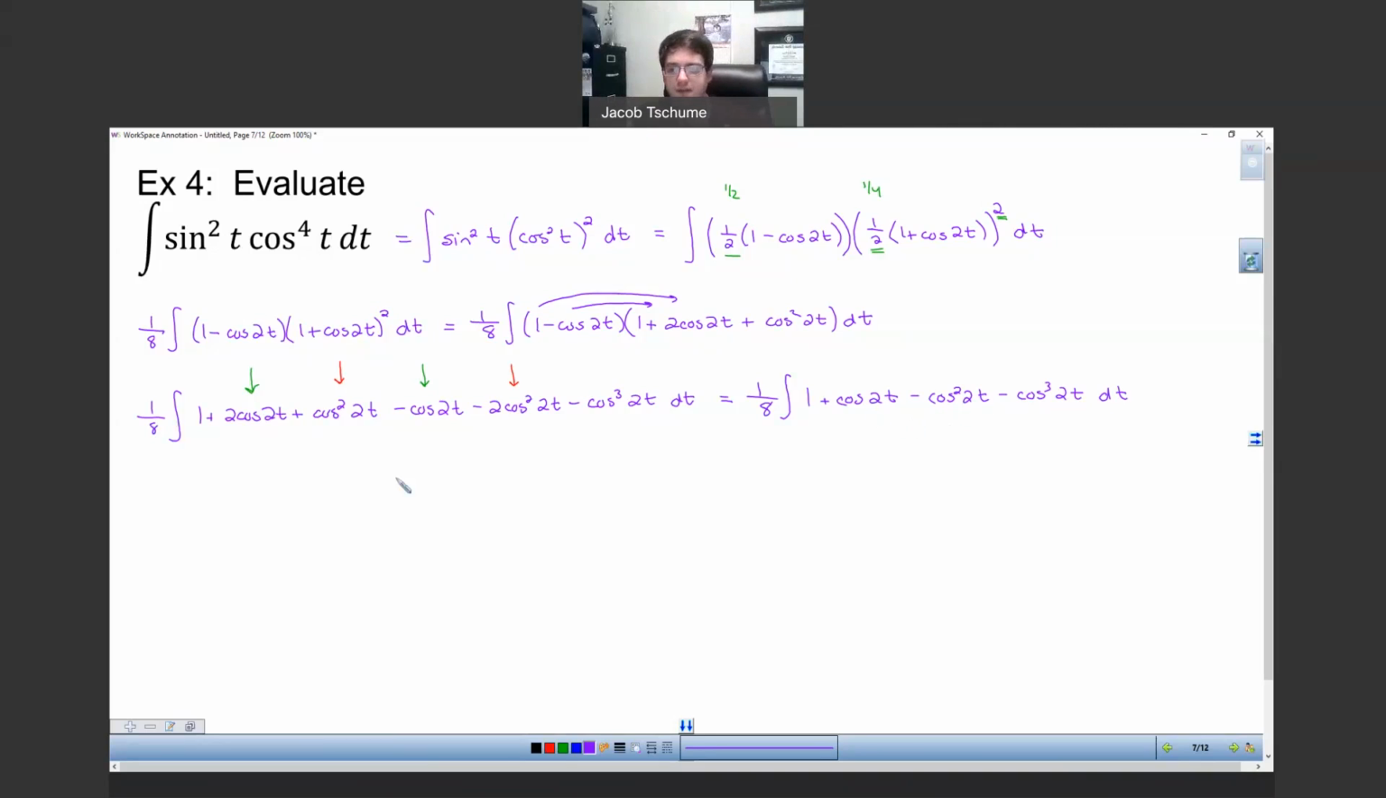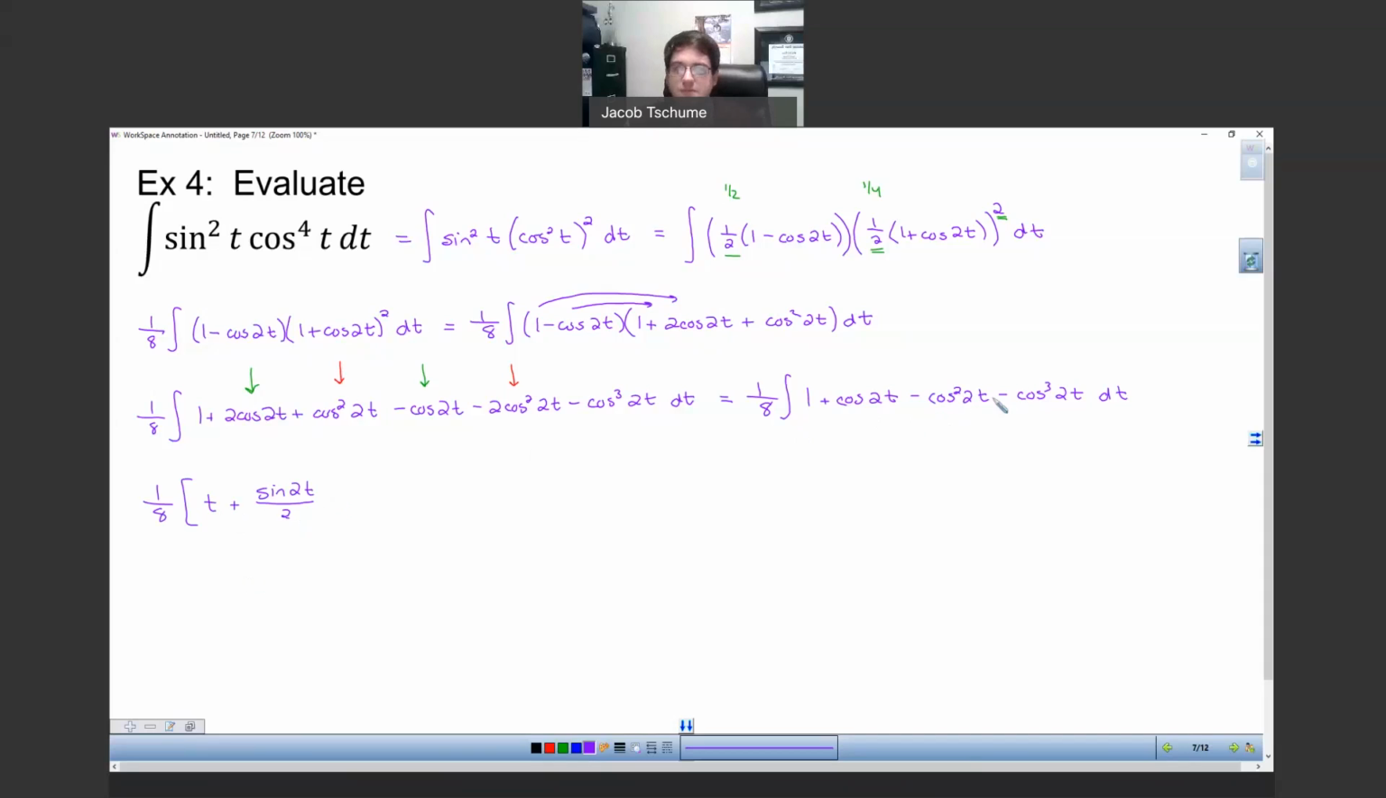So going from left to right, if I were to rewrite this, this would be 1/8 times. I know how to integrate 1. That's just going to be t. I know how to integrate cosine 2t. That's just the anti-chain rule, which would be plus sine of 2t divided by 2.